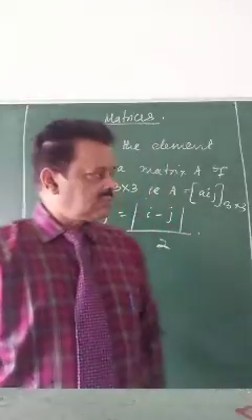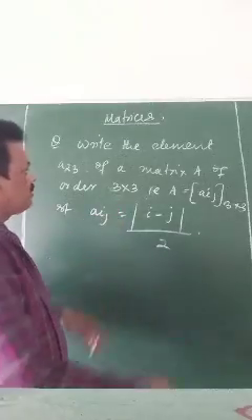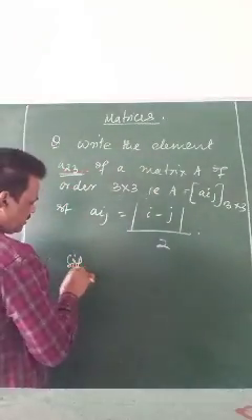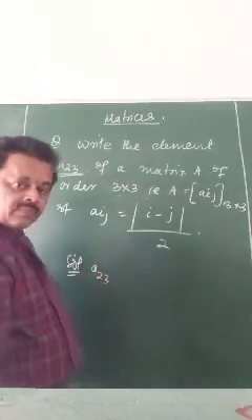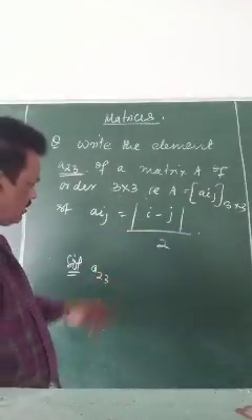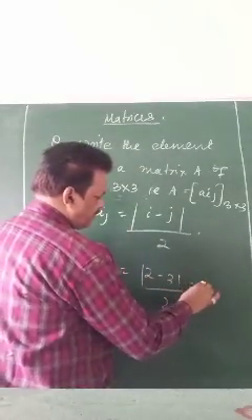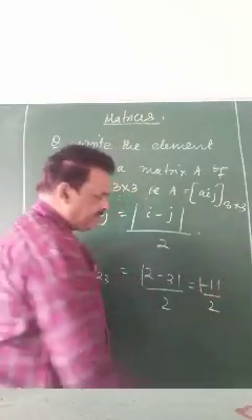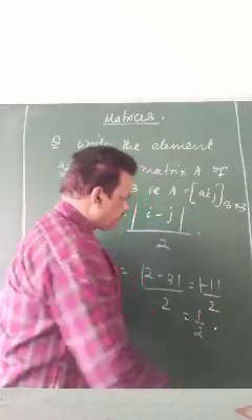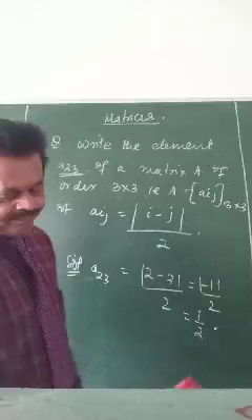I am sure questions like this you are finding in the textbook also. Very simple. You want to find A23. A23 means the value of i is 2, j is 3. Put here modulus of 2 minus 3 by 2. That is modulus of minus 1 by 2. What is the value of modulus of minus 1? That is 1. So 1 upon 2.